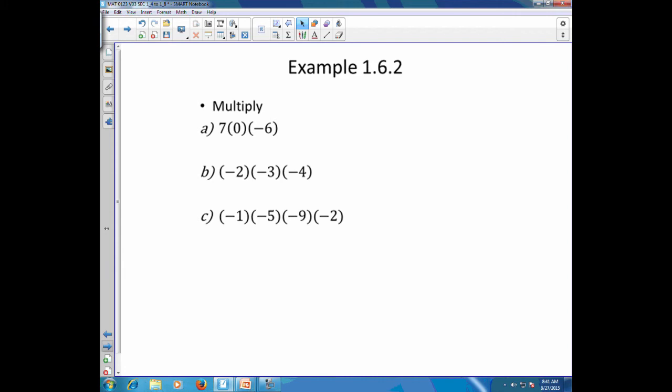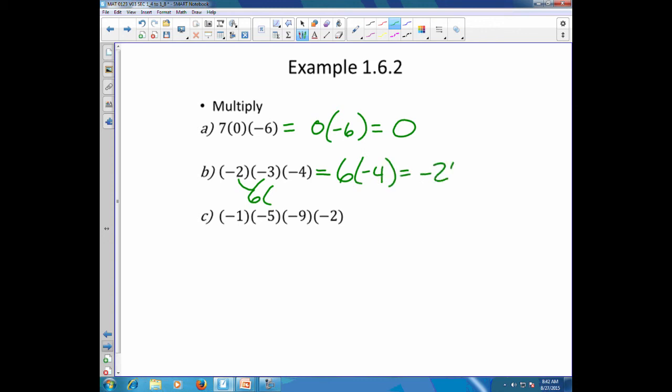Now let's just practice a little bit of multiplication. Here we have 7 times 0 times negative 6. Well, 7 times 0 is just 0, times negative 6 is just 0. So if there's 0 anywhere in the multiplication, the answer is just 0. Below we have negative 2 times negative 3 times negative 4. Well, negative 2 times negative 3 is positive 6, times negative 4. It's going to give you negative 24.